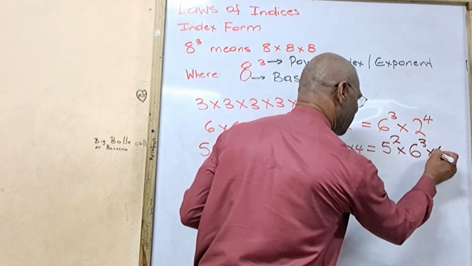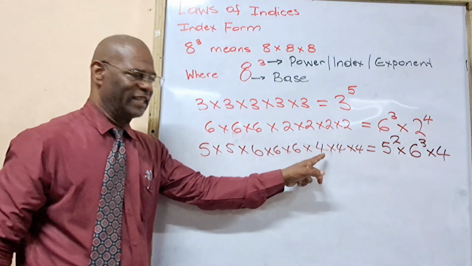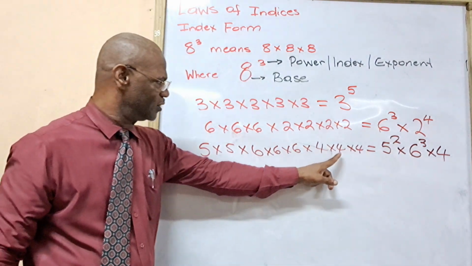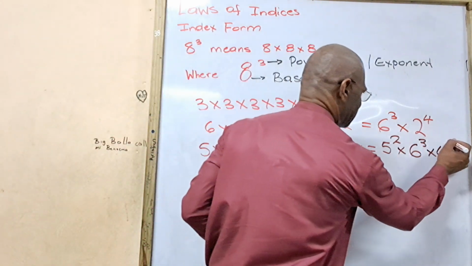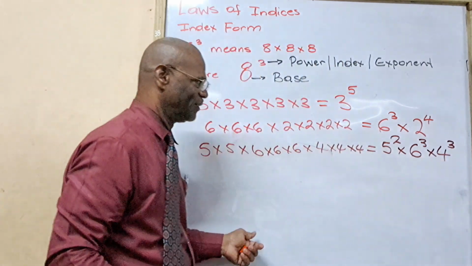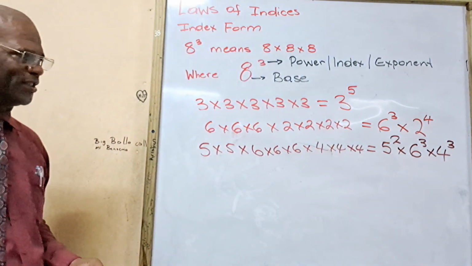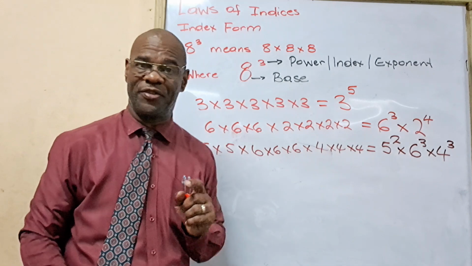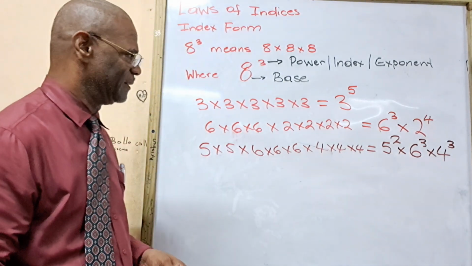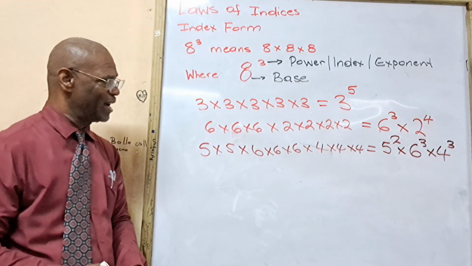And then we have 4 as another base. And it occurs how many times? 1, 2, 3 times. Alright, so we have 5 to the second times 6 to the third times 4 to the third power. Alright? So that's what we have here.